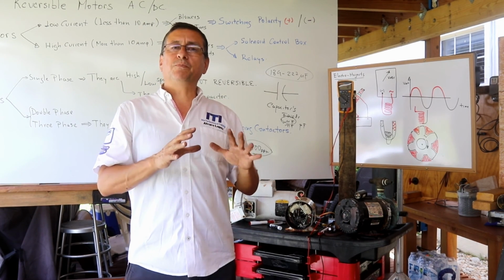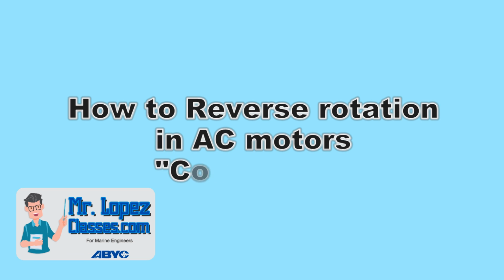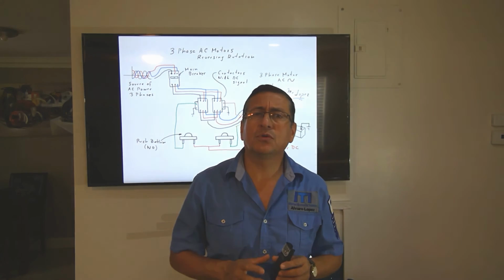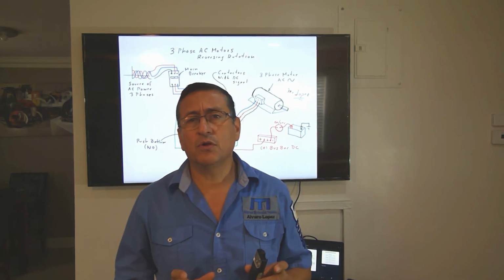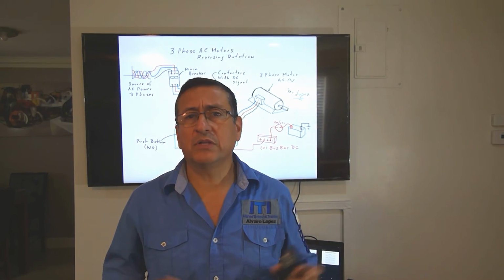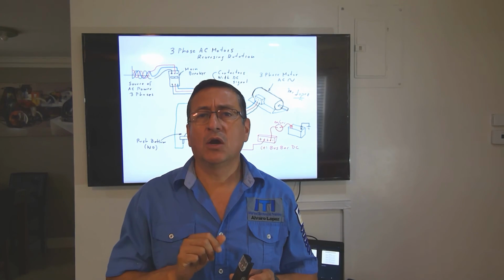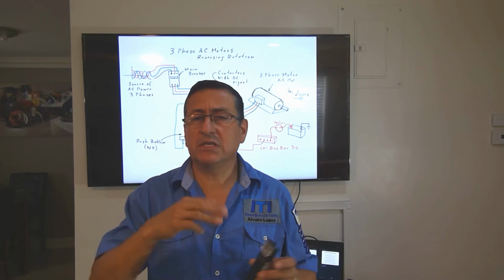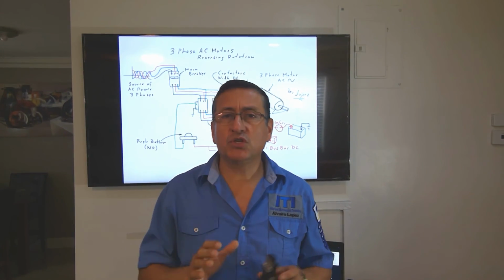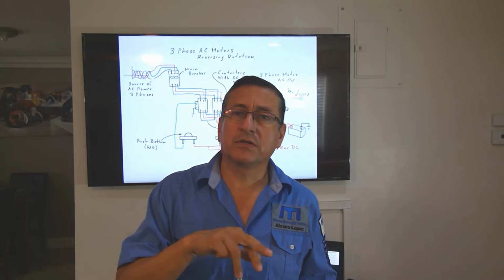Right now, I am going to explain the procedure to reverse rotation in AC motors. What is the procedure to reverse rotation in a 3-phase motor? Basically, you need to switch 2 phases. Suppose that you have 3 phases, A, B, and C. You can switch A with B, or B with C, or A with C. It doesn't matter. You switch 2 phases, and immediately the motor reverses the rotation.